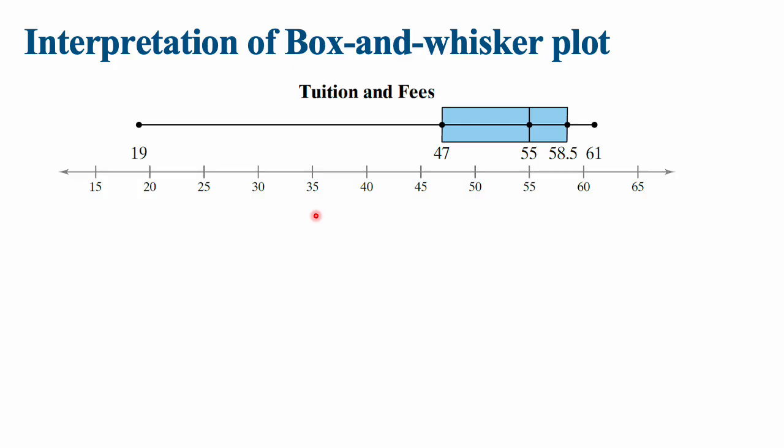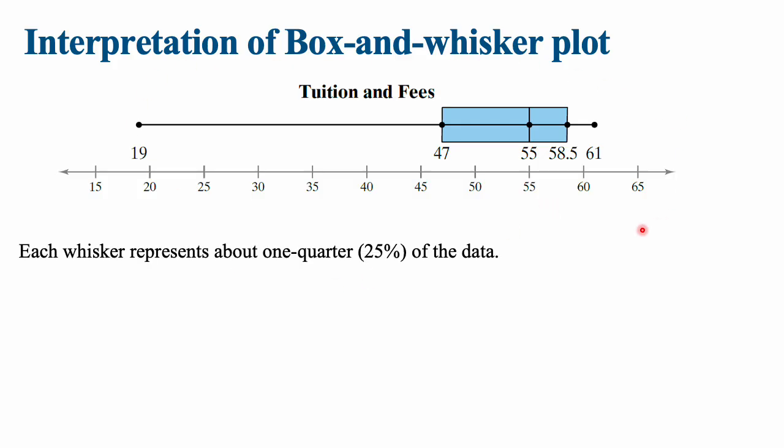Let's interpret this meaning, guys. Look at this one. We have a minimum, a maximum, a median, a first quartile, and a third quartile. Based on this box and whisker plot, we have a couple of interpretations. Each whisker represents about 1/4, 25% of the data. From here to here, 25% of the data set; here to here, 25; here to here, 25; here to here, 25.